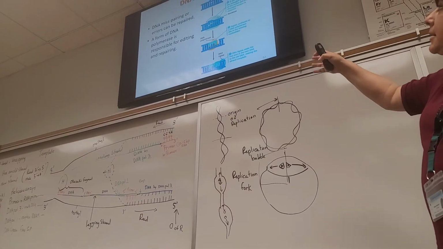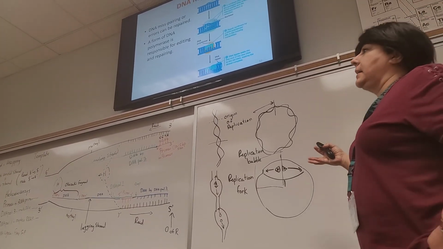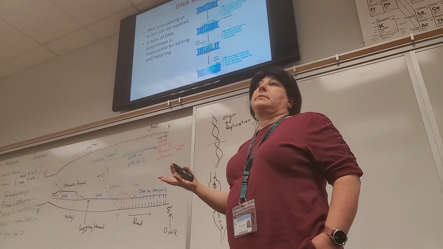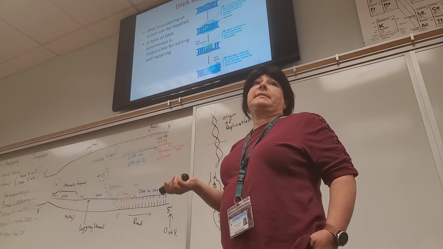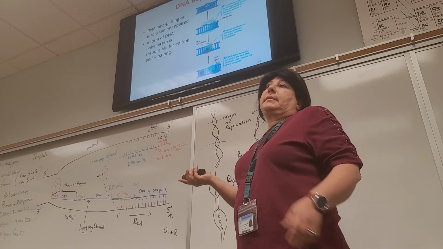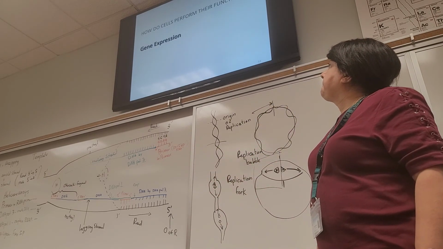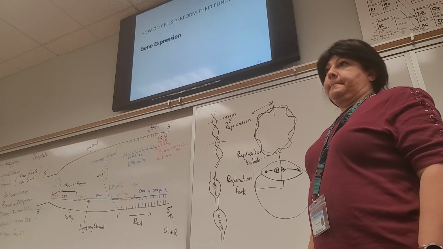DNA polymerase comes, removes DNA if it's a mistake, and will chop it off and place the new strands there. And always ligase is involved. So just know that repair happens that way. All right.